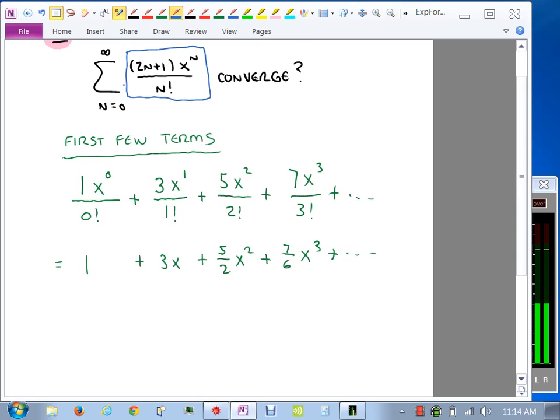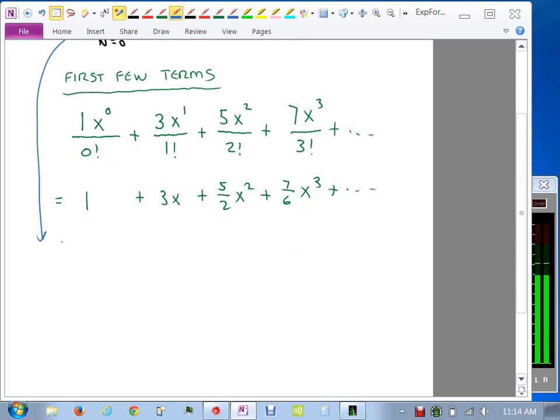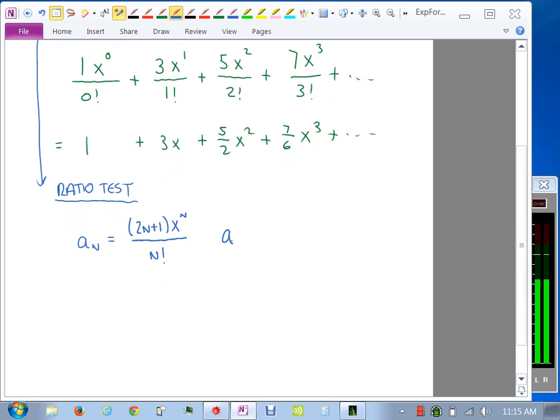So what I'll do now is take this down here and do the ratio test. For the ratio test, I need to define what a sub n is. A sub n for us would be 2n plus 1 times x to the n, and then on the bottom, n factorial. What else do we need for the ratio test? A sub n plus 1. I'll do that in a second. I'm just going to write out what the two things are. Now, as we move on, I'm not going to show all this detail. Initially, this first problem I will, but then I'll start to trim out pieces of this.